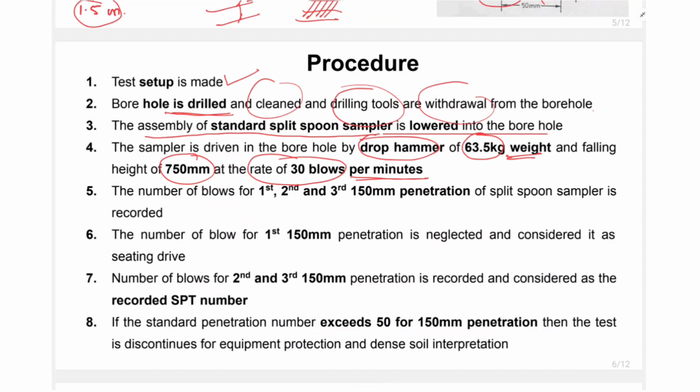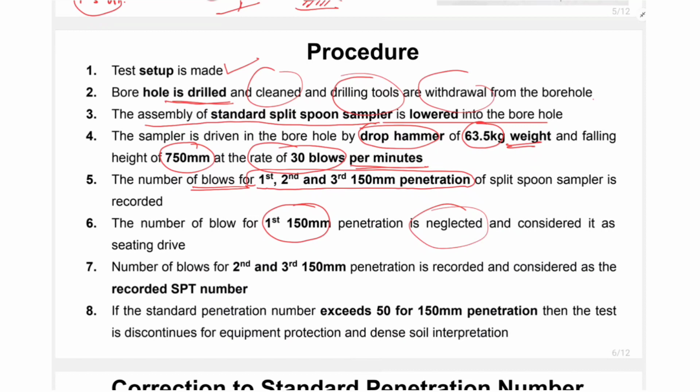And then the number of blows for every 150 mm penetration is recorded. The number of blows for the first 150 mm penetration is neglected or discarded, as it is considered a seating drive. And then the number of blows for the second and third 150 mm penetration, that is 300 mm penetration, is considered as the recorded standard penetration value.